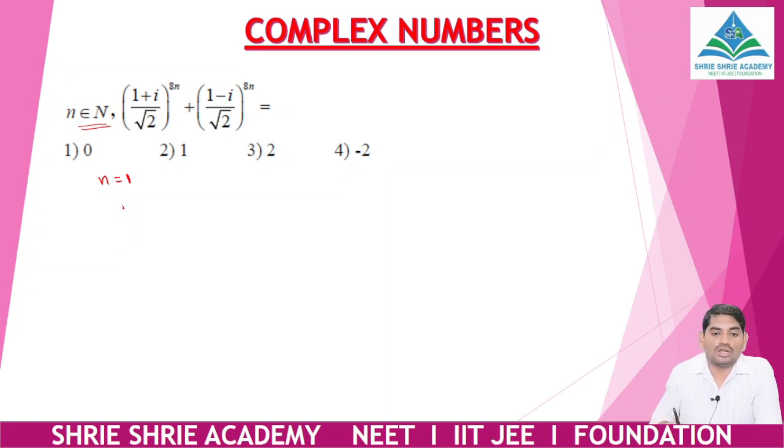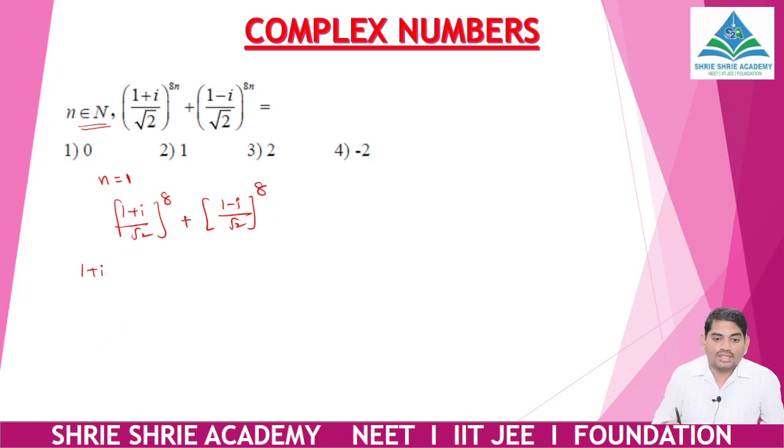So what can we get here now? (1 plus i by root 2) whole power 8 plus (1 minus i by root 2) whole power 8. First of all, let me simplify (1 plus i) whole power 8, which we can write as ((1 plus i) whole square) whole power 4, which is equal to (1 plus i square plus 2i) whole power 4. So i square value is minus 1, minus 1 plus 1 got cancelled. We got 2 power 4, now 16 into i power 4, and what is i power 4? 1. So we got 16.